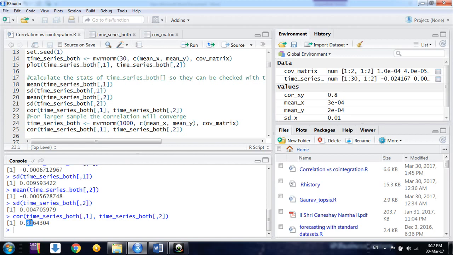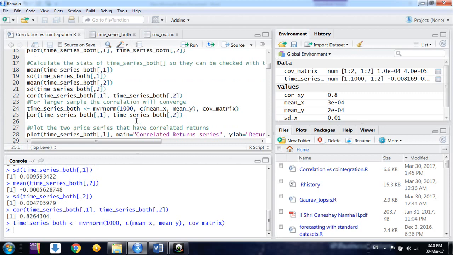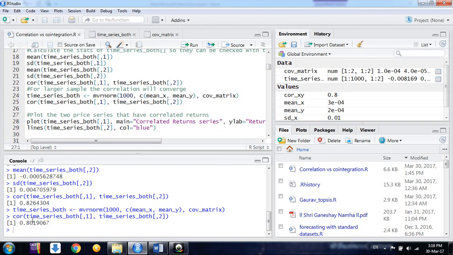Why? The reason here is we had taken only 30 observations, but when you increase the number of observations, the sample correlation converges towards the population correlation. So if I use like 1000 observations here, now we see the correlation is 80%. That is what we inserted earlier.